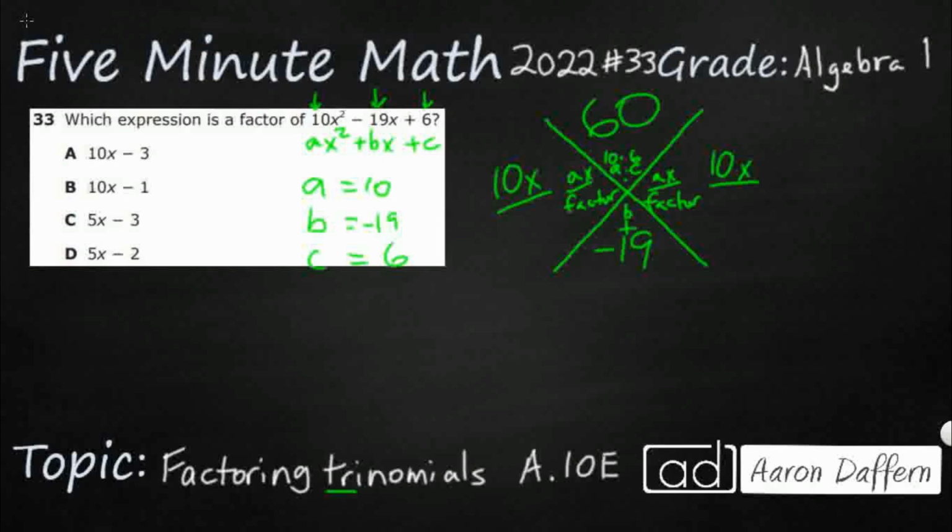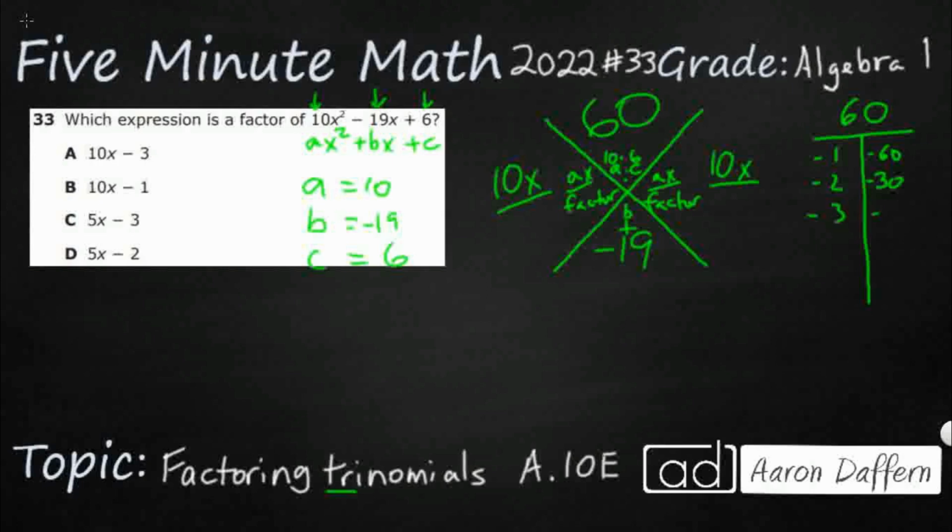negative 19. Okay? So the fact that it needs to add to a negative but multiply to a positive, that's a clue that both of my factors need to be negative, right? Because two negatives make a positive when you multiply. All right, so I've got negative 1, negative 60, that's going to add to negative 61, so that's no good. We just keep going. Negative 2 and negative 30, right? That's going to get me negative 32.